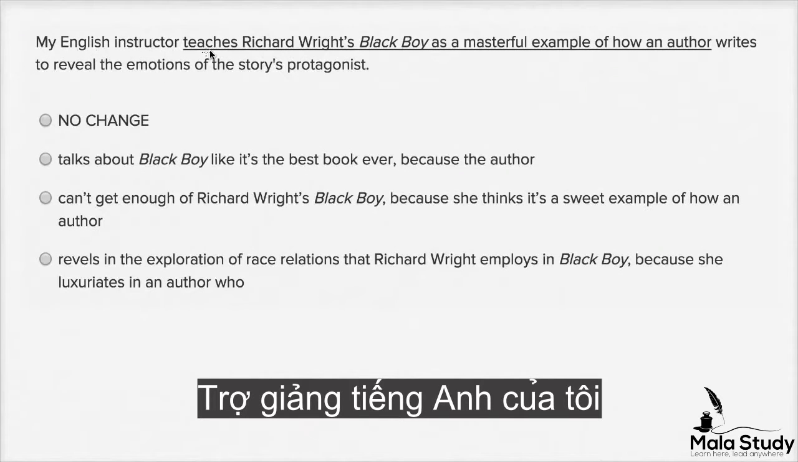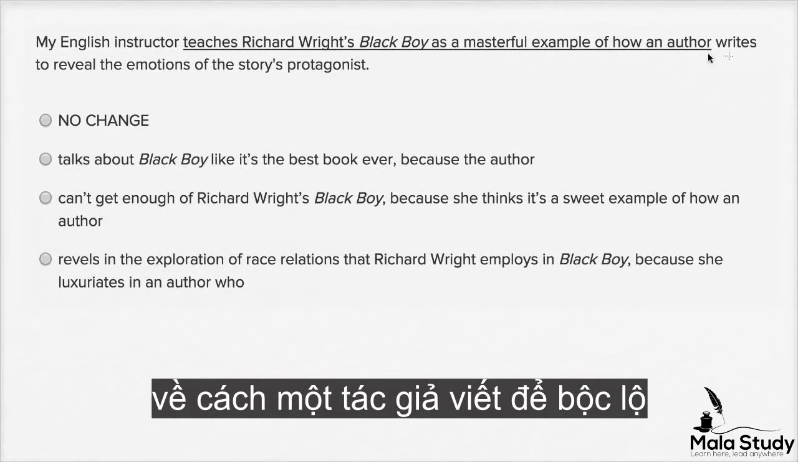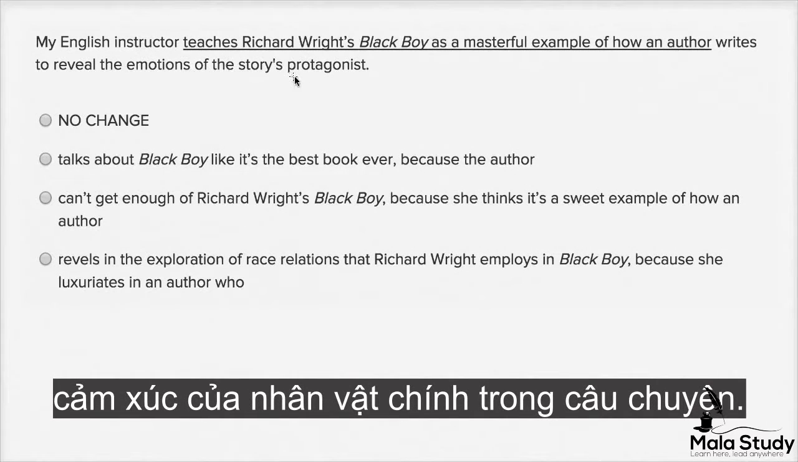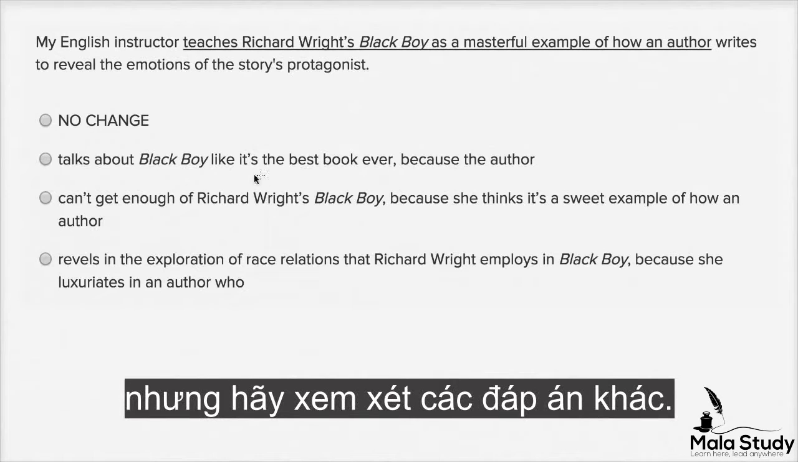My English instructor teaches Richard Wright's Black Boy as a masterful example of how an author writes to reveal the emotions of the story's protagonist. All right, that seems like a reasonable way to write it, but let's look at the other choices.